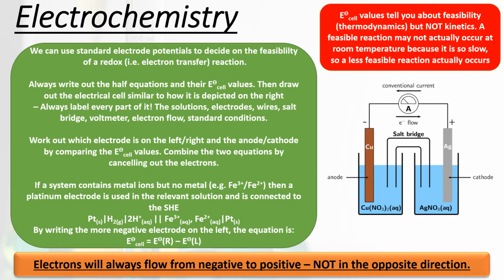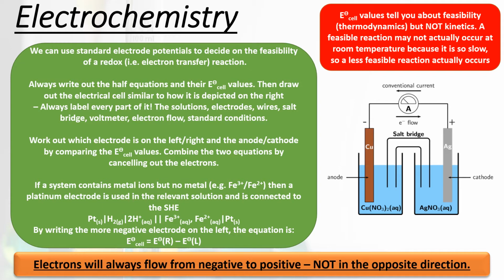And remember that we measure these half cell values by connecting up our half cell to the standard hydrogen electrode. We can't actually measure the half cell on its own. It's impossible to do that. But we can also use the standard electrode potentials to decide on the feasibility of a redox reaction. Now, a redox reaction is just an electron transfer reaction, essentially an electrochemical reaction in this sense. And the feasibility is just telling us whether a reaction will actually occur in the given direction.